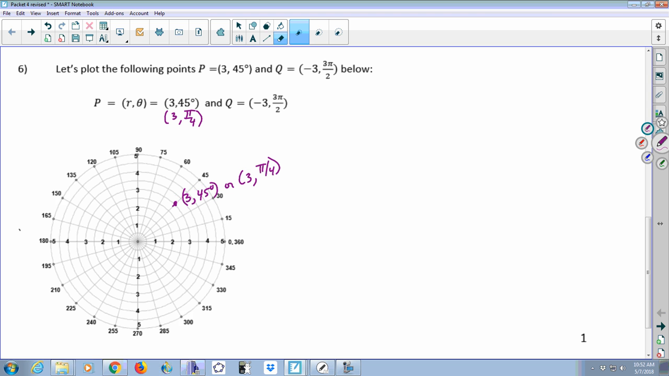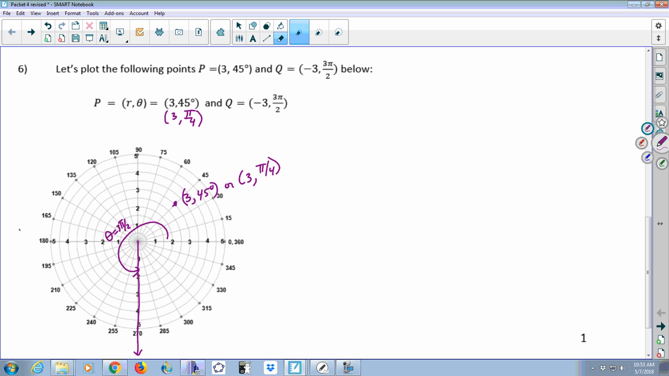Okay, so what happens when r is negative? You still find your angle first, 3 pi over 2. So you start here on your polar axis, and you go 3 pi over 2, which takes you to this angle. That's one of your quadrantal angles. So you just make a line right down through there. You're going to fall somewhere along here, at least you think you do. There's my angle. Theta is 3 pi over 2.